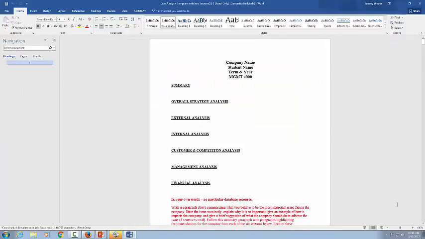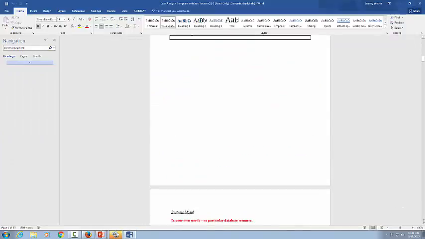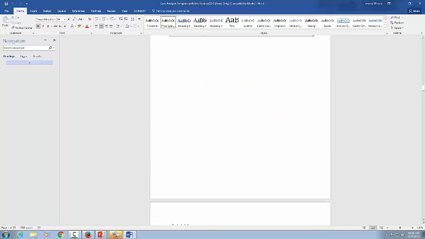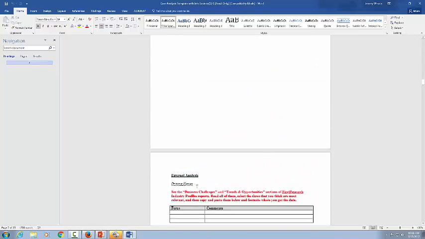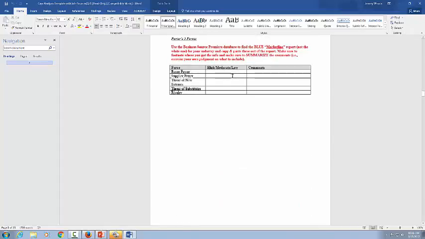There we go. So in your case analysis document, if you scroll down to external analyses, we talked about how to fill out the driving forces chart. We talked about how to fill out the Porter's 5 forces chart, and that is actually, I think that's where we stopped.